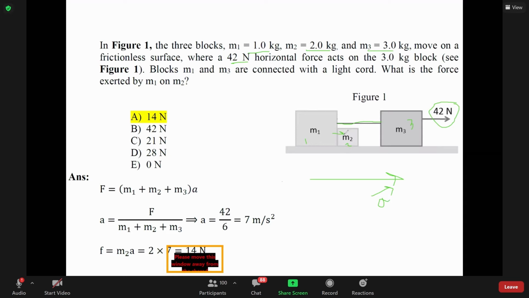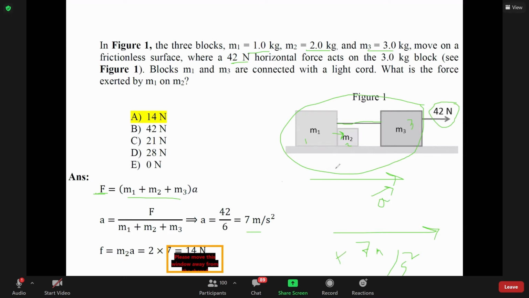He wants this force, the contact force. Well, we said the first step is to find the common acceleration. The force on this system is only this force, which is 42. So this 42 is the summation of all masses times the acceleration. I got the acceleration. So all the masses move to the right with 7 meters per second squared. Positive, to the right.